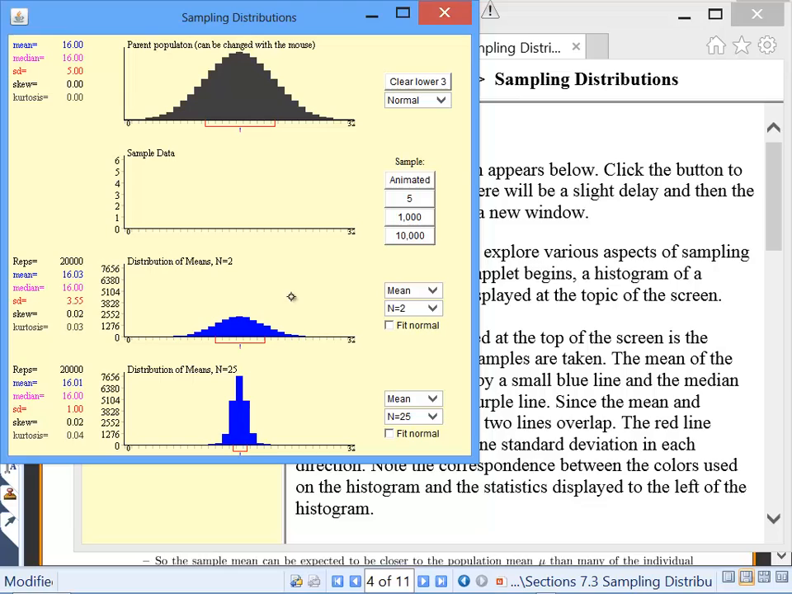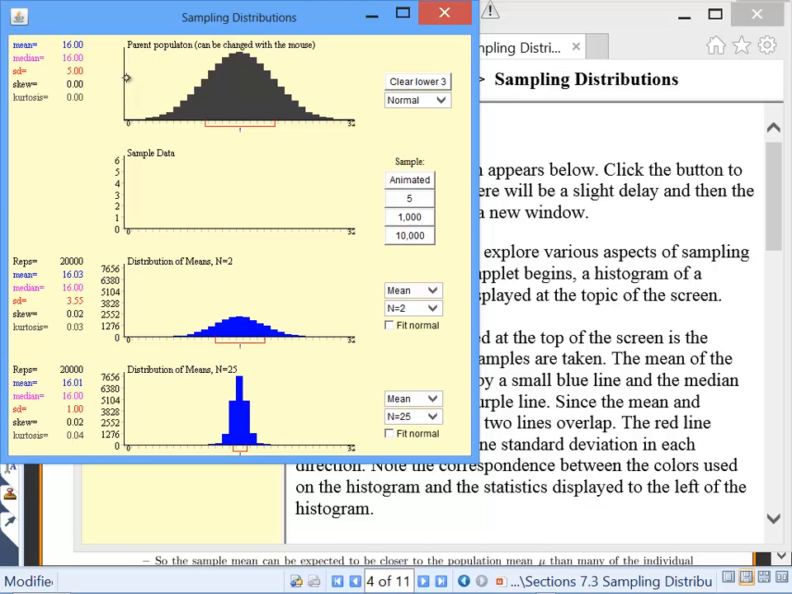Okay, notice how for a sample size of 2, my values are still kind of close to my population mean, closer than the original individual values. But when I go to sample size of 25, now all of my sample means are even closer to the original population mean. So it has that smaller variance. So that was starting with an original normal distribution.